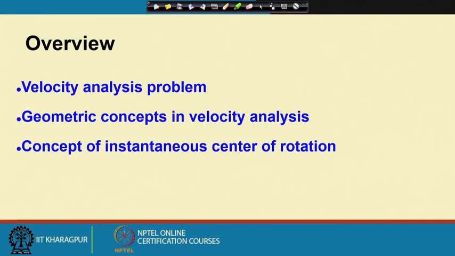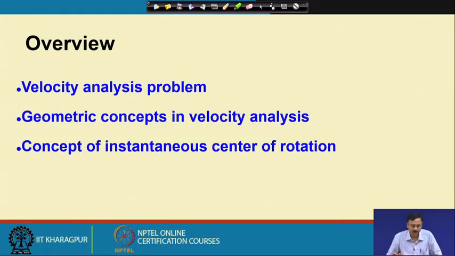In this lecture we are going to continue our discussions on velocity analysis. We are going to look at the geometric concept that we had started off with. To give you an overview of what we are going to discuss today, we are going to continue with the geometric concepts in velocity analysis and the concept of instantaneous center of rotation, and see how these are useful in velocity analysis problem of mechanisms.